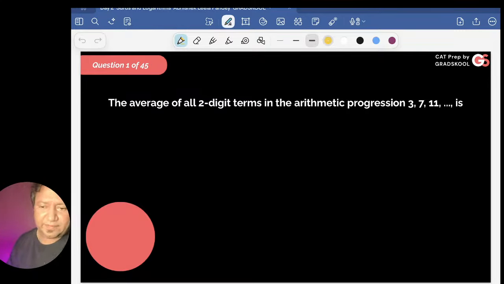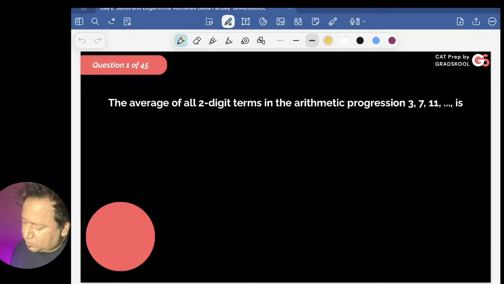So what is exactly average? Sum of all the terms divided by number of terms. That is what we know. But in case of an arithmetic progression, we can also say average is exactly the middle term. This is something which all of you need to know. I hope all of you know it already.